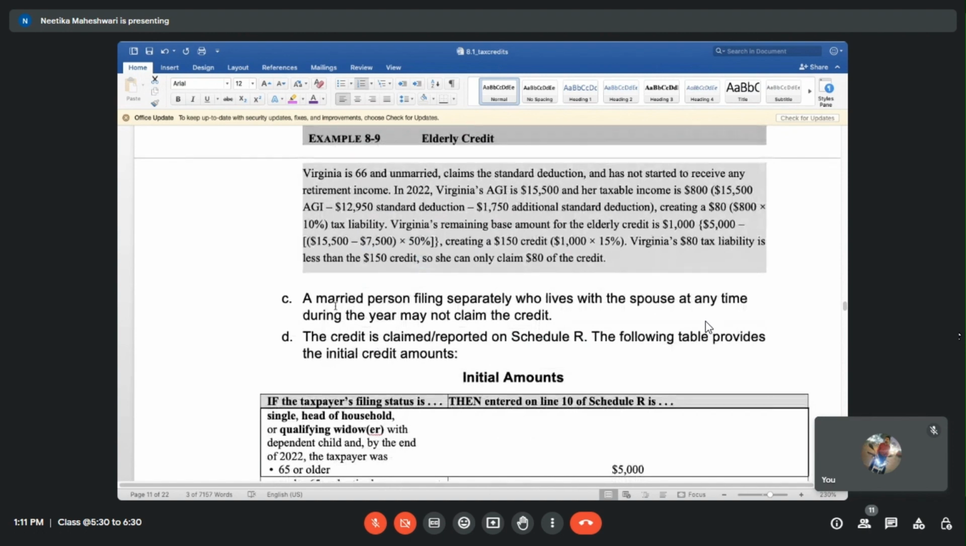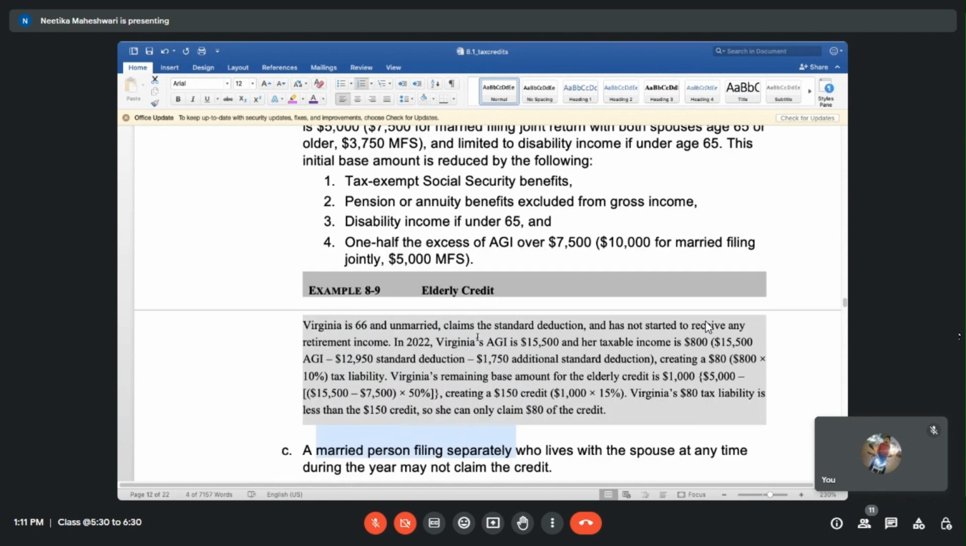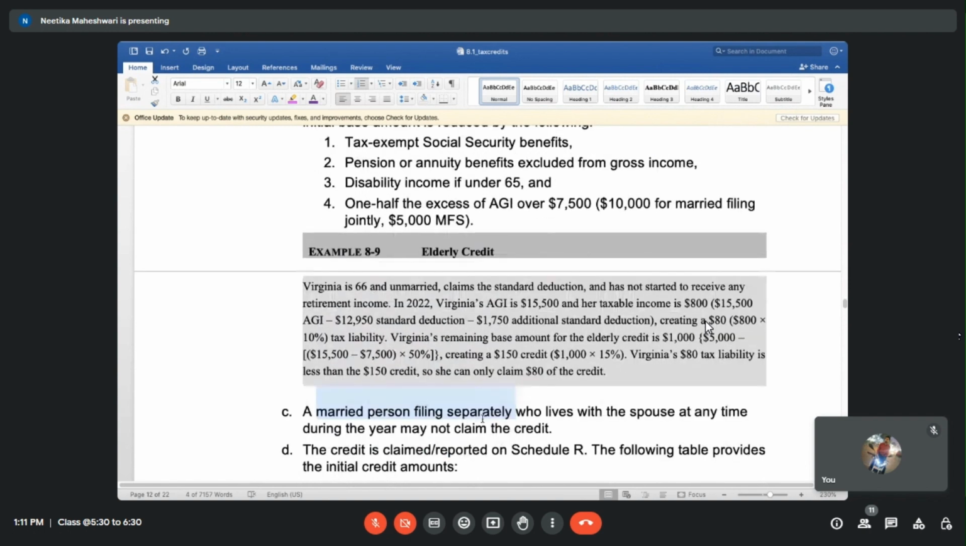A married person filing separately can claim this credit. Most of the credits you will see, if they are going for married filing separately, they will not be able to get it. But this credit they can still get. But a married person filing separately who still lives with the spouse at any time during the year will not get it.